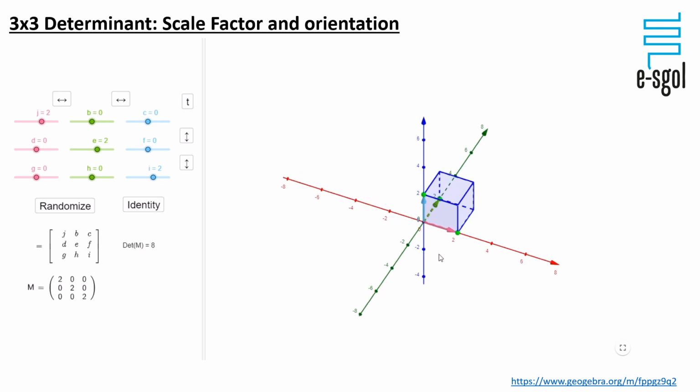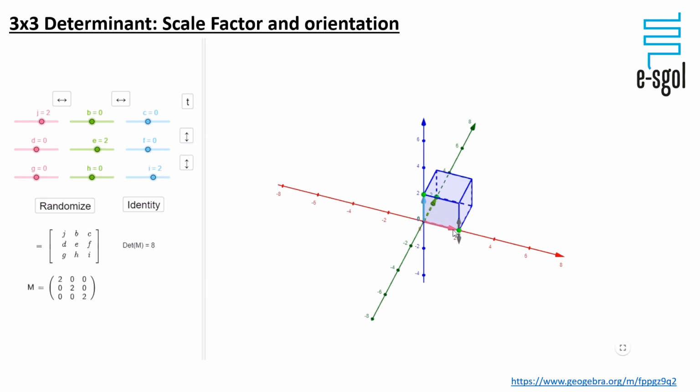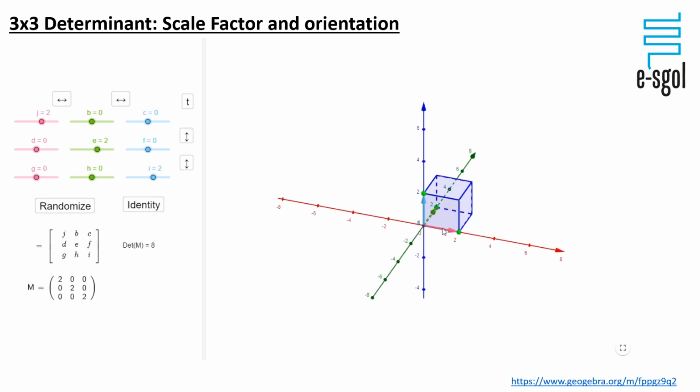Now, let's say that we change this. So let's bring this over to negative 2. We've now got a determinant of negative 8. So it's still the same volume scale factor, but we've changed the orientation of the cube. Effectively, we've reflected the cube in the y-axis here.